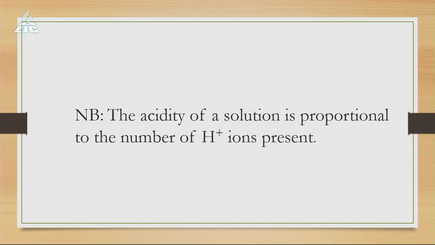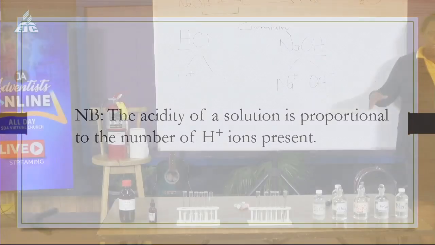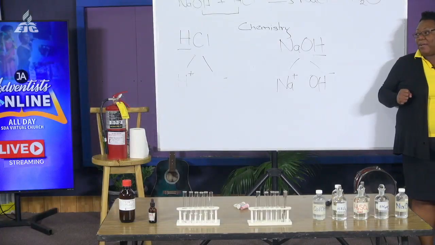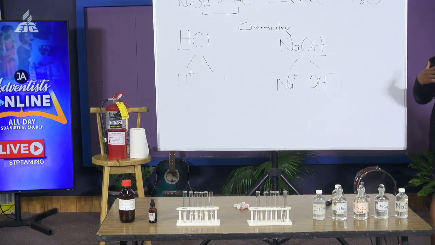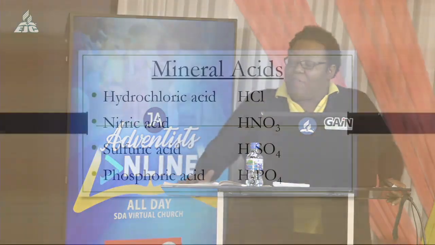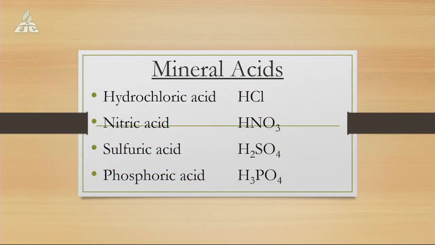Now, acidity, how acid something is. Acidity is proportional to the number of hydrogen ions present. So really, something becomes acidic because of the presence of the positive hydrogen ions. So hydrogen ions cause acidity. Let us move on. So we're going to be looking now at some examples of acids. Here we're looking at mineral acids.